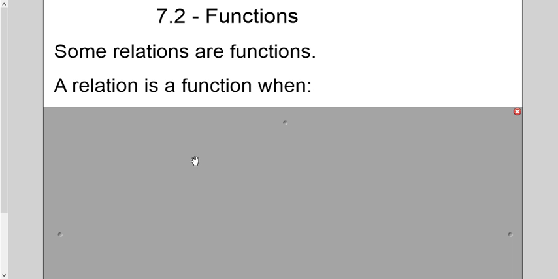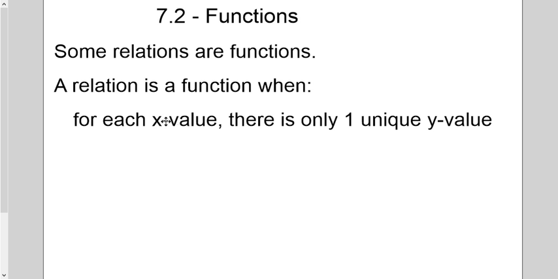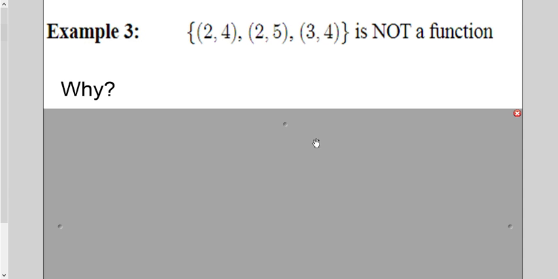Now, here's the basic definition of how to tell if a relation is a function. For each x value, that would be our domain, right? We're talking about our domain there. For each x value, there is only one unique y value. And we'll talk a little bit about what unique means. I don't want us to get too caught up in that, but basically it's some sort of relationship between the x values and the y values. So let's go ahead and take a look at an example here.